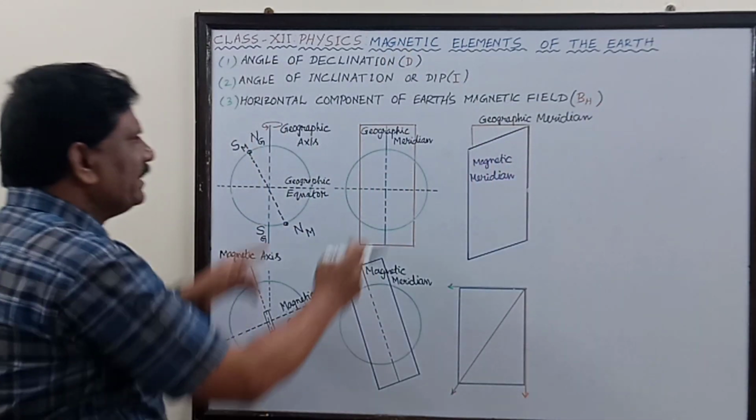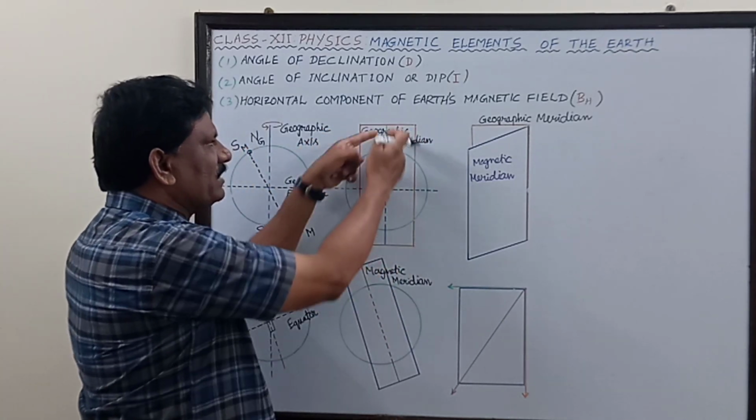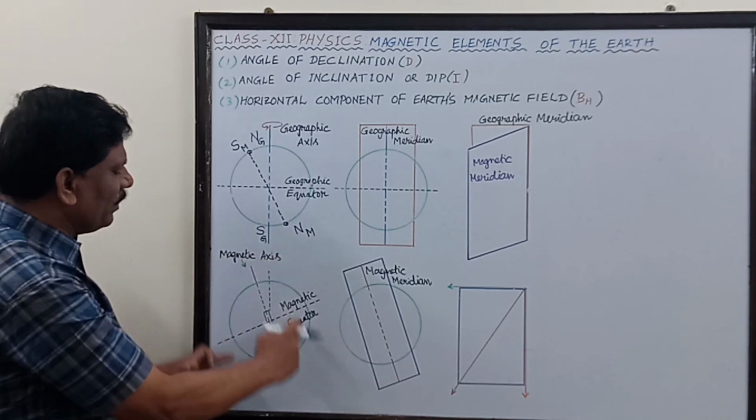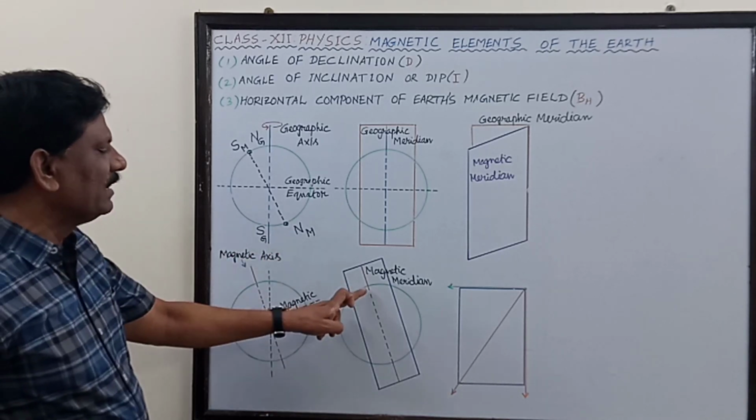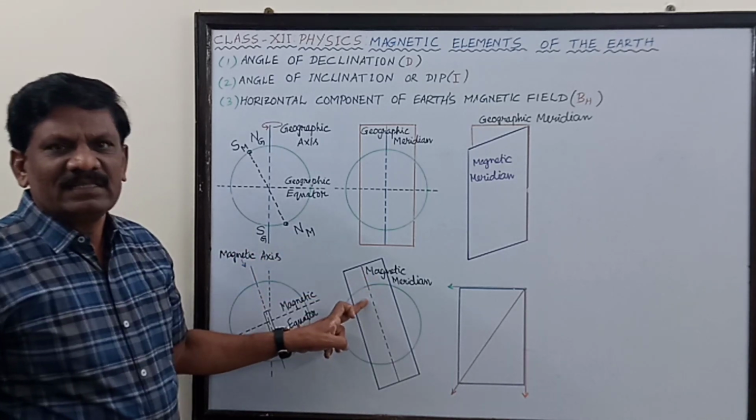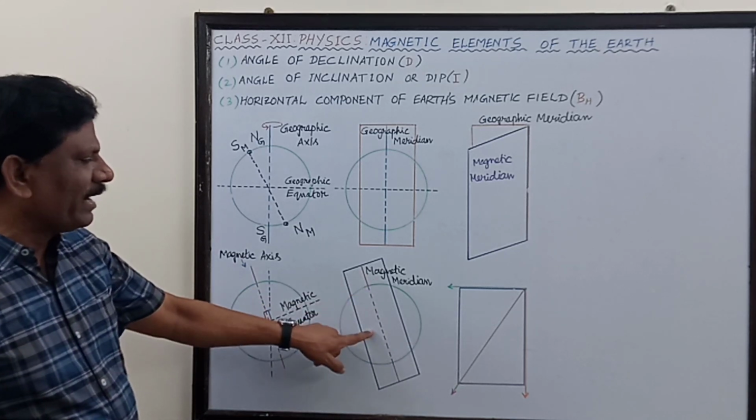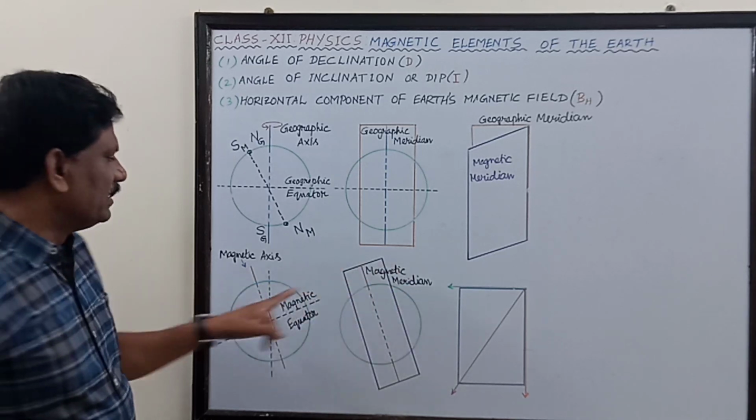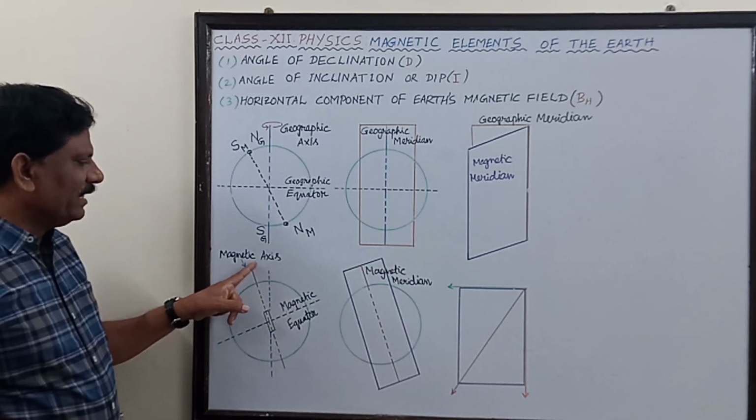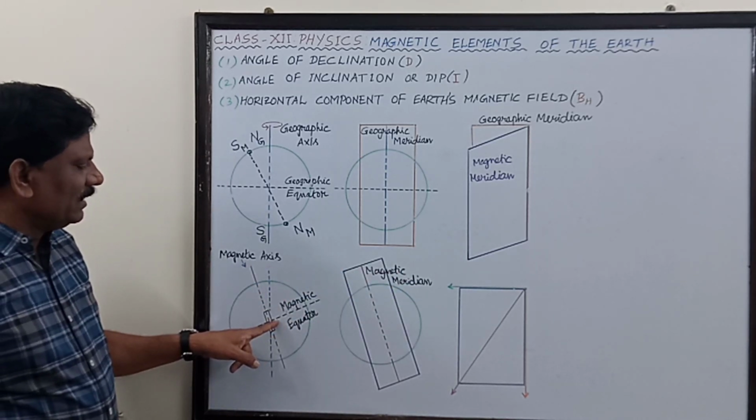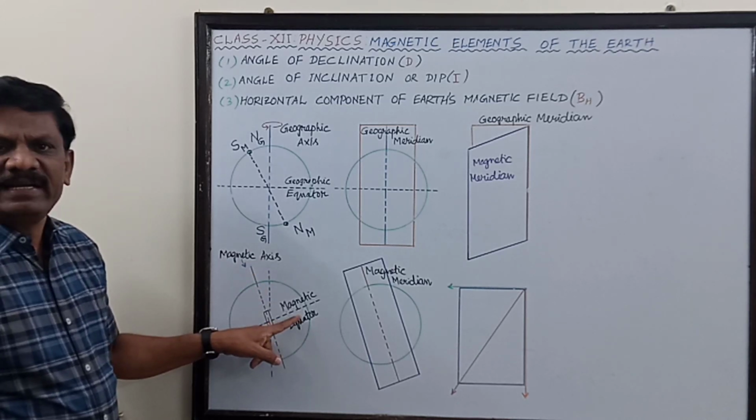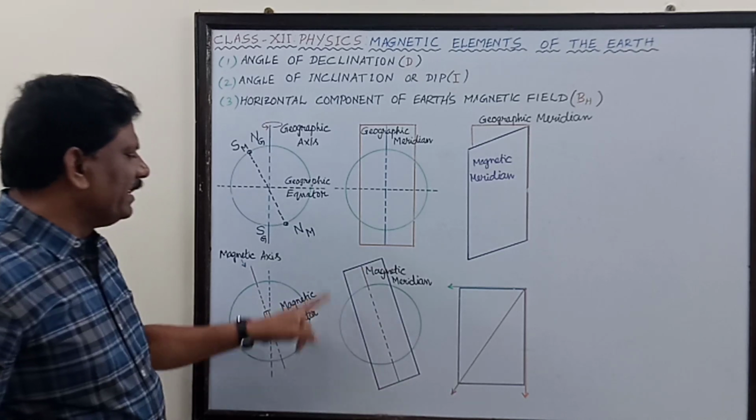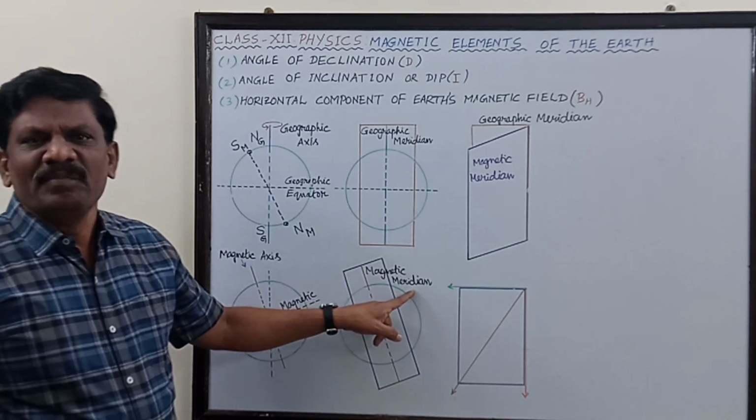Similarly, we have imagined a plane passing through the center of the earth which contains the geographic axis. In the same way, you imagine another plane passing through the center of the earth which contains the magnetic axis. That imaginary plane containing the magnetic axis is called as what? Magnetic meridian. So this is the magnetic axis, and any perpendicular line to the magnetic axis is called the magnetic equator, and any plane which contains the magnetic axis is called the magnetic meridian.